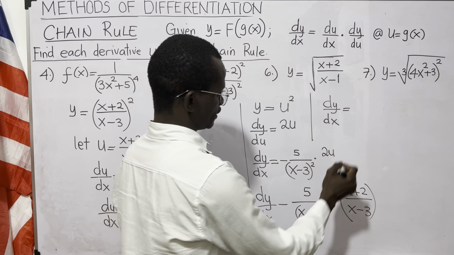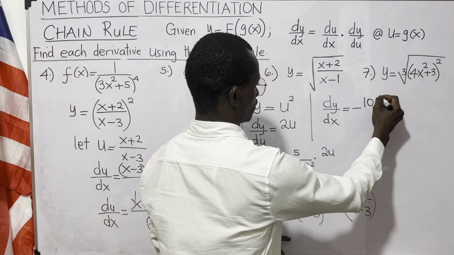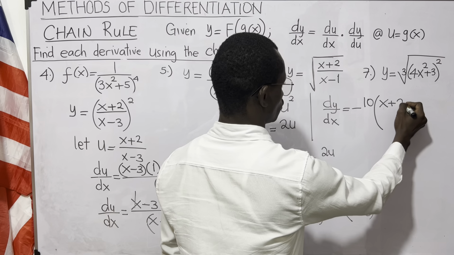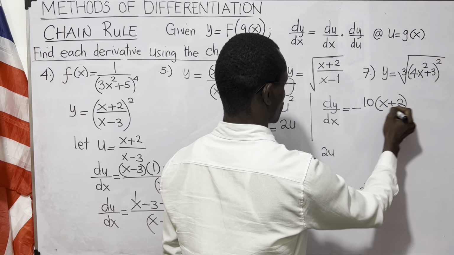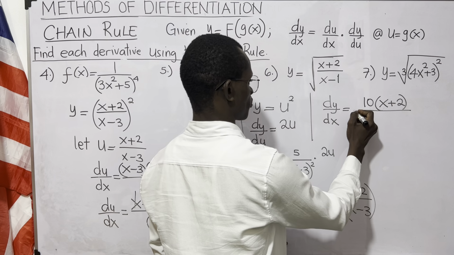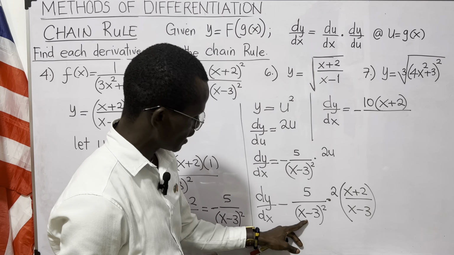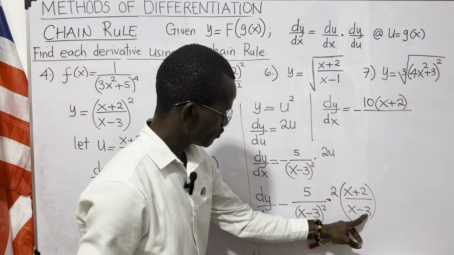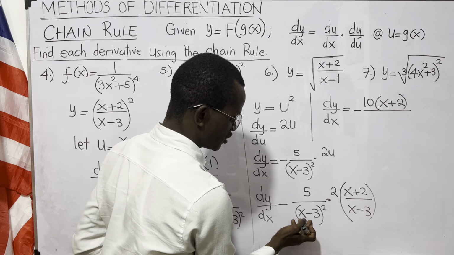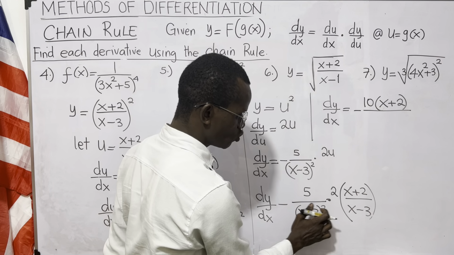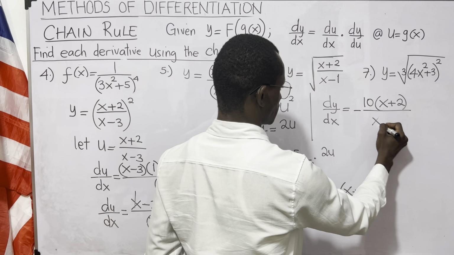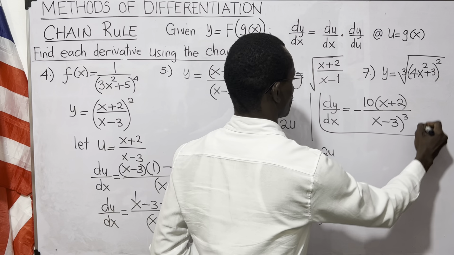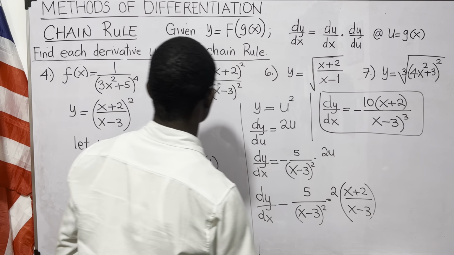2 times 5 is 10. So this is x plus 2, so just do it like this, divided by. Now down here we have x minus 3 raised to the second power, and this is x minus 3 raised to the first power. So when you're multiplying like bases, you add the power. So it's 2 plus 1. It gives us x minus 3 raised to the third power. So this is our final answer. So let's look at the next problem.